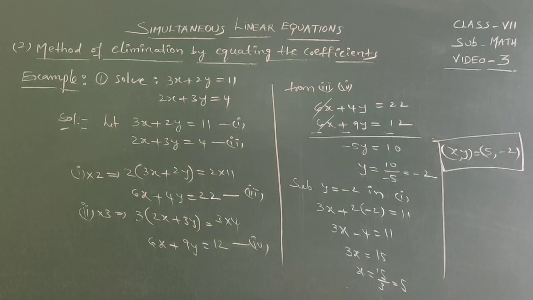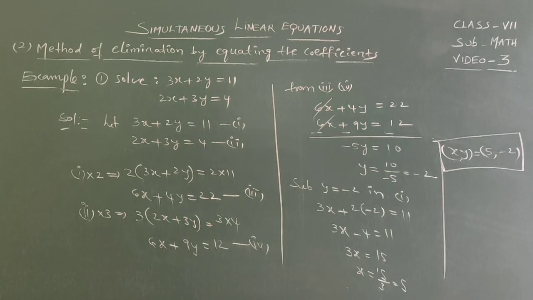Must see here. First example, 3x plus 2y equal to 11, 2x plus 3y equal to 4 they gave. The coefficients of x in first equation is 3, second equation is 2. Coefficient of y also, in first equation 2, second equation 3. They are not equal. We need to equal them by multiplying with their LCM, right? For getting their LCM. So here LCM is 6, that's why multiply first equation by 2, second equation by 3.